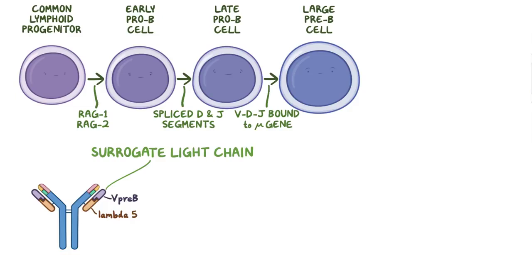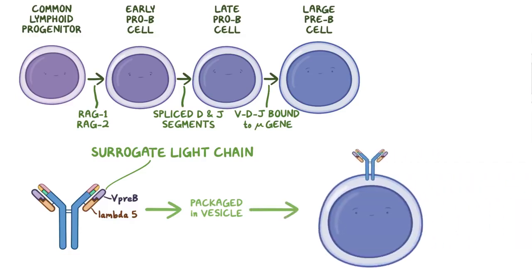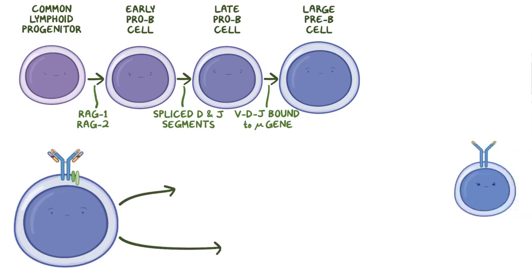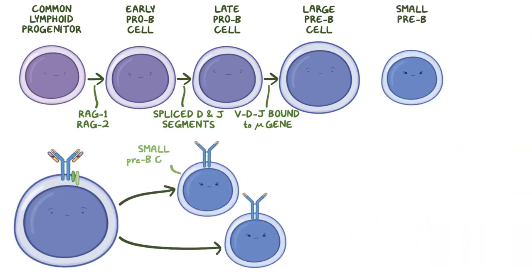The surrogate light chain and heavy chain are joined together and placed in a vesicle, and then that vesicle is sent up to the cell surface. At the cell surface, the surrogate light chain and heavy chain are placed near two additional chains, immunoglobulin alpha and immunoglobulin beta, which are called side chains. If the surrogate light chain and heavy chain successfully make a functional heavy chain on the surface of the large pre-B cell, these side chains send down a signal to the nucleus. The cell starts to rapidly proliferate, and each daughter cell is called a small pre-B cell.